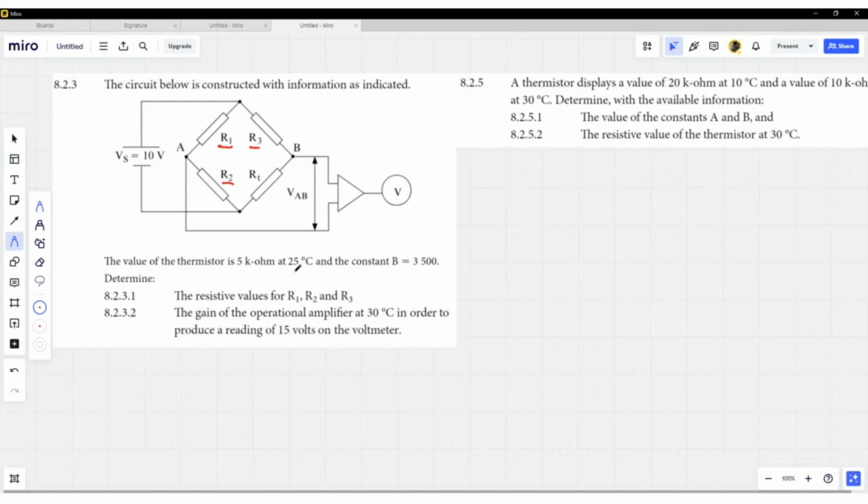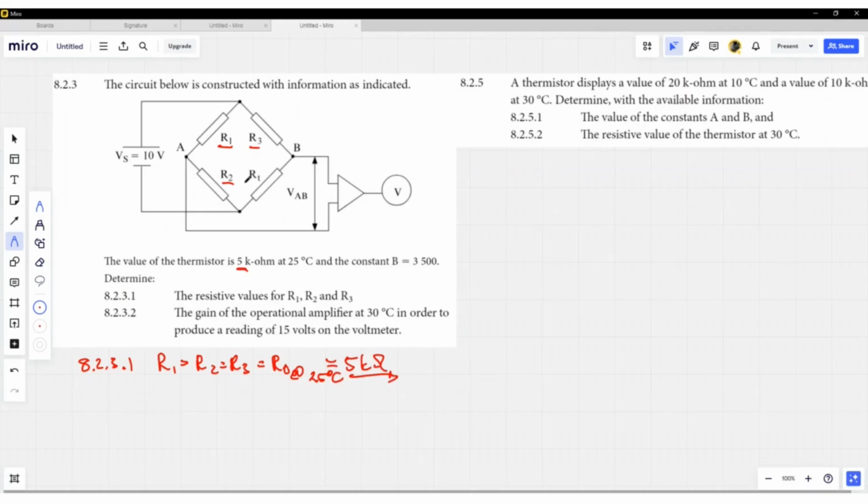So we can essentially just pick those resistors at the same size. So we can say R1 equals R2 equals R3 equals RT. Actually, you can say RT at 25 degrees C, which is then equal to 5 kilo ohms. Right, so that one was pretty easy, done.